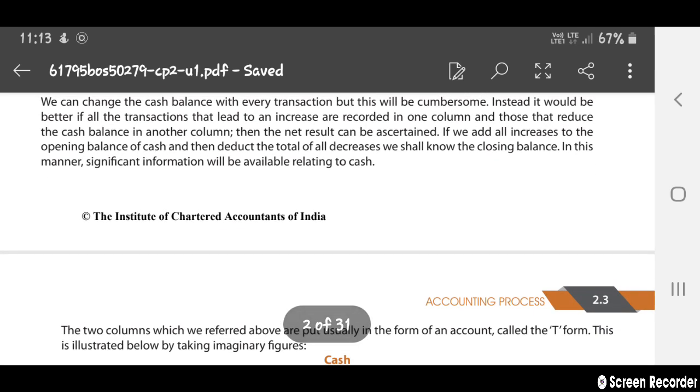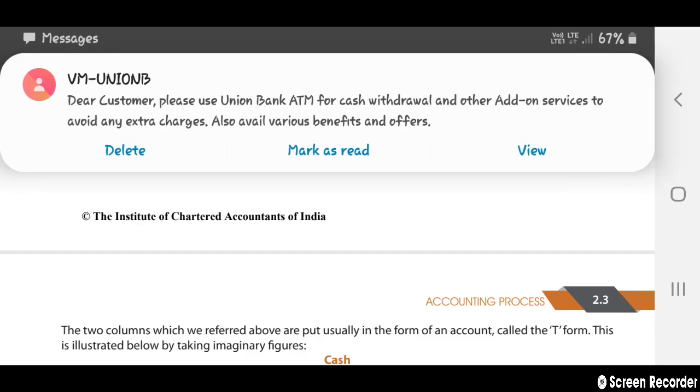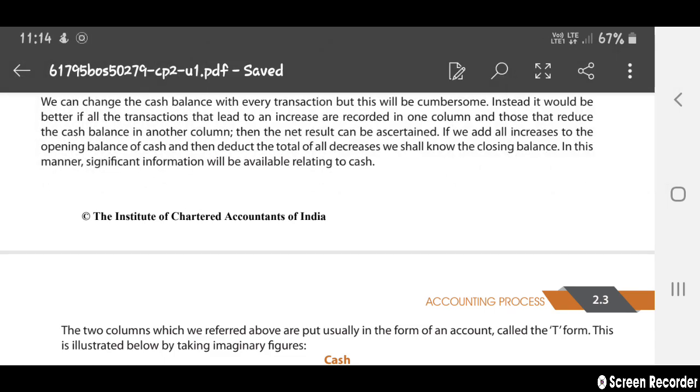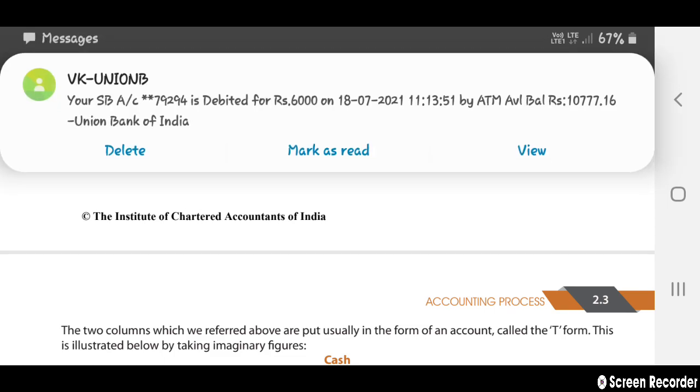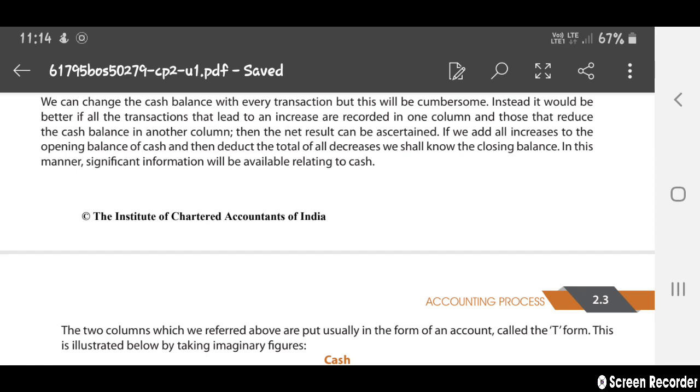So the cash balance changes with every transaction. With every transaction that happened, if you buy the goods, you will give the money. If you sell the goods, you will get the money. So there will be a change with each transaction.